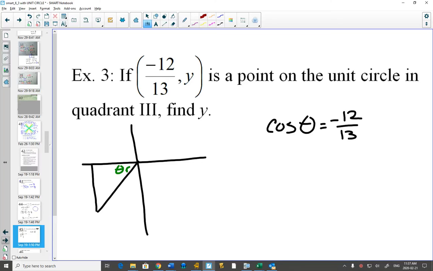We have two options for labeling our triangle here. The option that I like to do when I'm labeling a triangle is cos is adjacent over hypotenuse, so I'm going to label this side as 12, this side as 13.